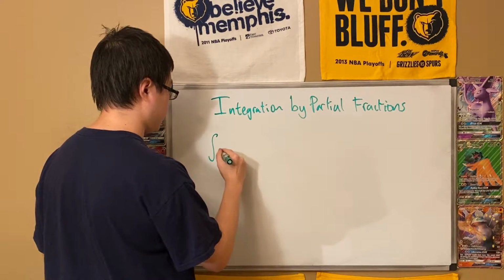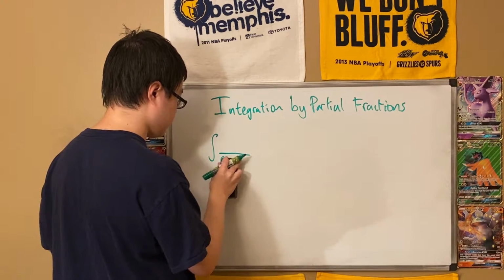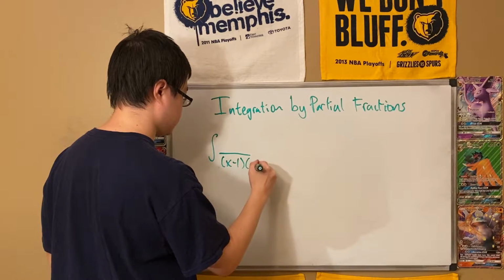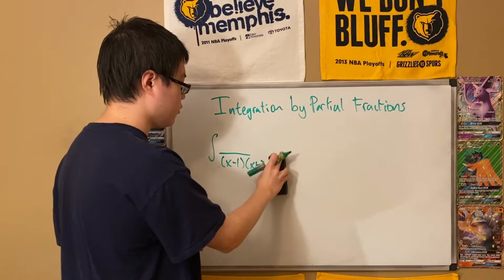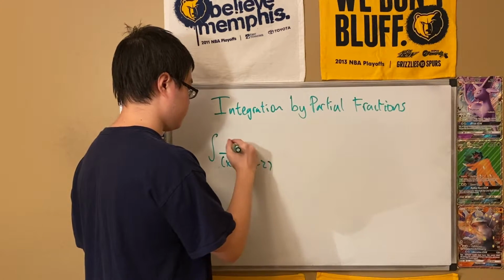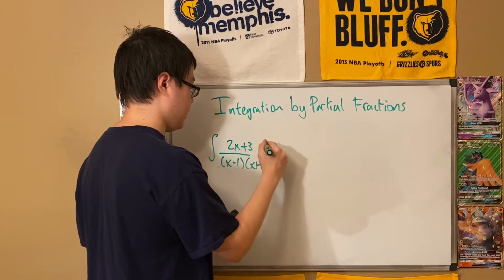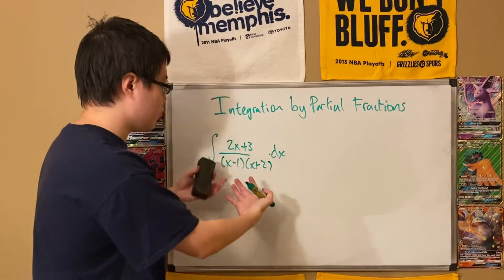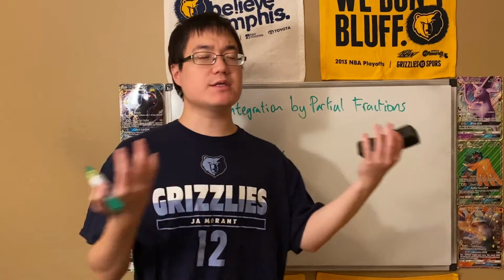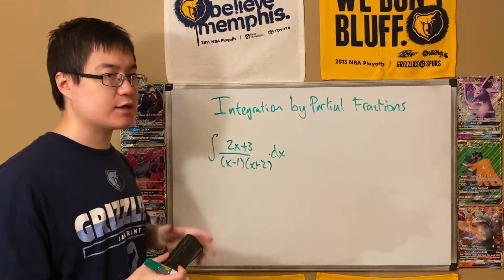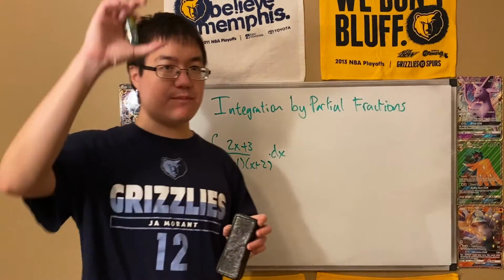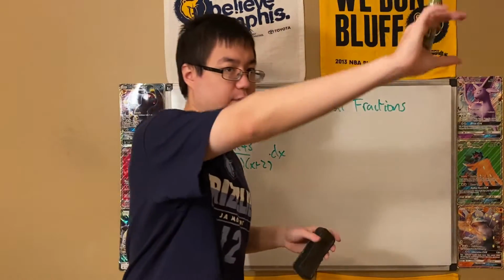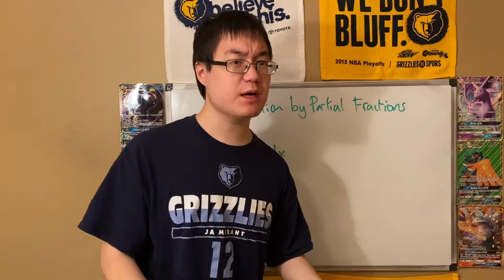You're going to have the integral of something over x minus 1 times x plus 2. On the top, there's going to be some simple numerator, like maybe, let's say 2x plus 3, and then we're going to have dx. So this is going to be my integral. My goal is that this integral is quite complicated, and what I want to do is split it up into two simpler fractions, where the first fraction will be a number over x minus 1, and then my second integral will be a number over x plus 2. So that's my ultimate goal.